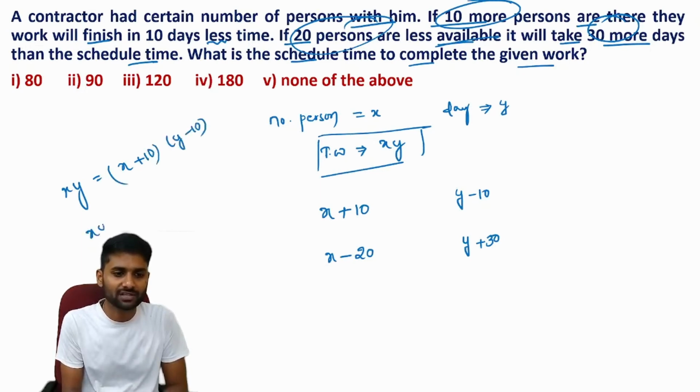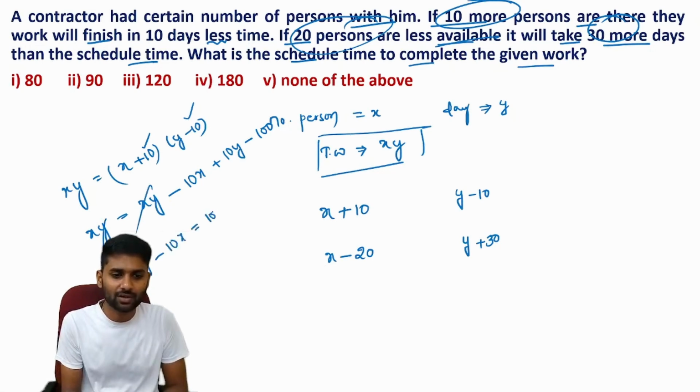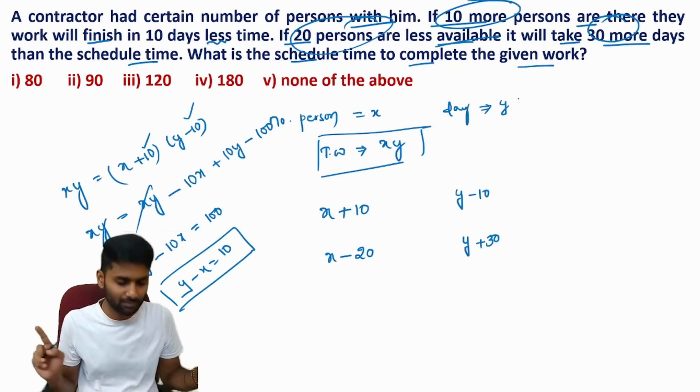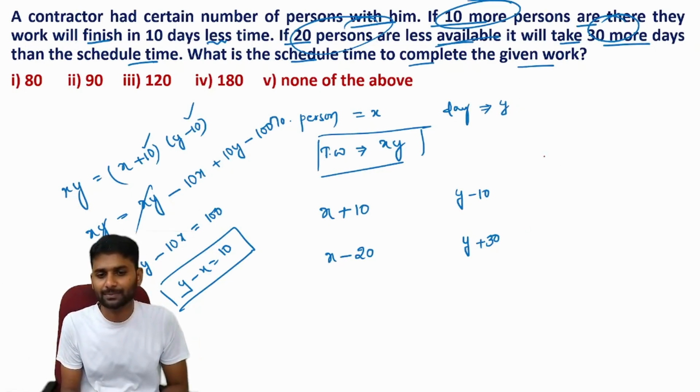Let's go through the equation here. XY is equal to XY minus 10X plus 10Y minus 100, since 10 into 10 is 100. Just cancel, then you will get 10Y minus 10X is equal to 100. Then Y minus X is equal to 10. So the number of days is 10 more than the number of people. If you want to simplify further, go through the second comparison.